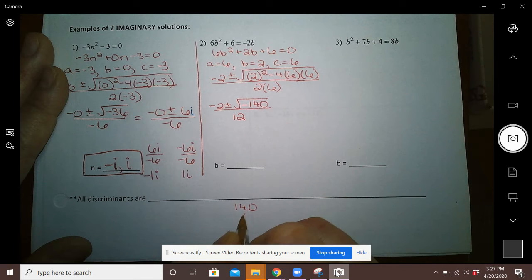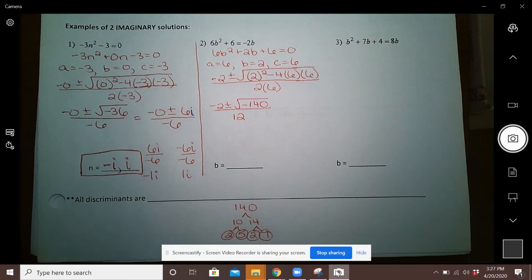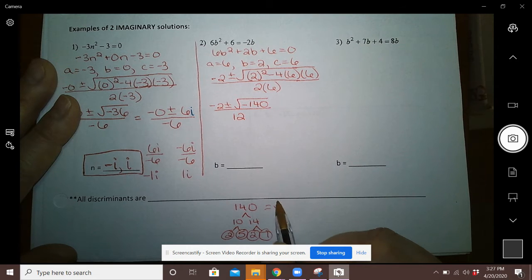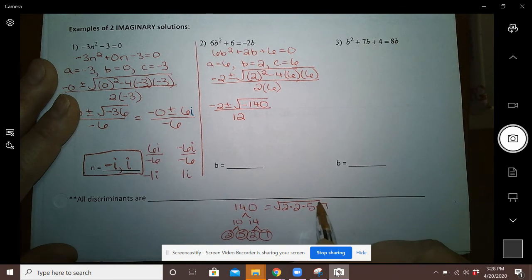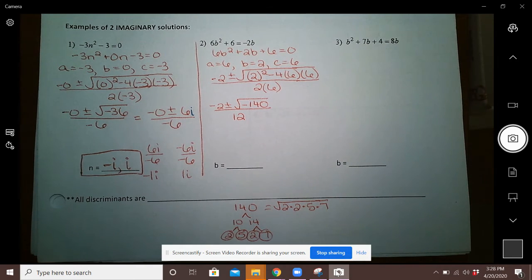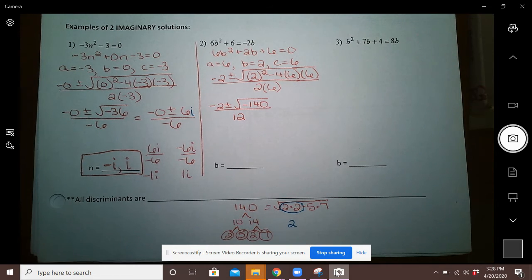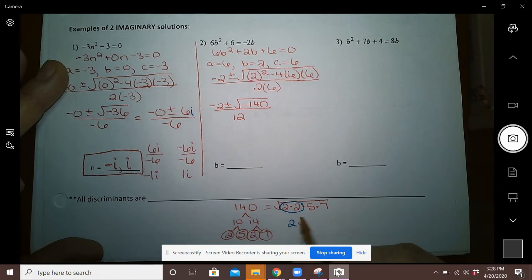So 140, that ends in a 0. That's 10 times 14. 10 is 2 times 5. 14 is 2 times 7. So it looks like I have a pair of 2's here. 2 times 2 times 5 times 7. And if I collect the pair of 2's as the outside number, I would have 5 times 7 left on the inside, which is 35.